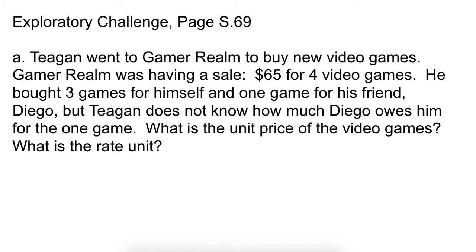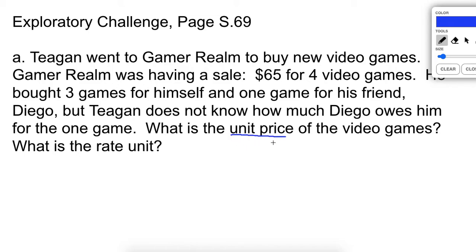Now, we aren't going to talk much about unit rate. Unit rate is just what units you're talking about, and that is dollars per game. So when it says unit price, that's what we're talking about, money. That would be price per unit, and our units are video games. In this case, it'd be dollars per video game.